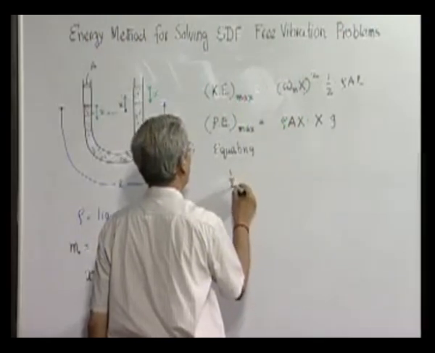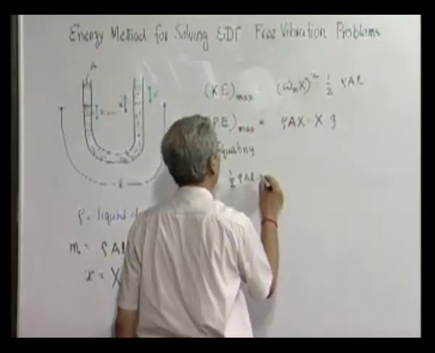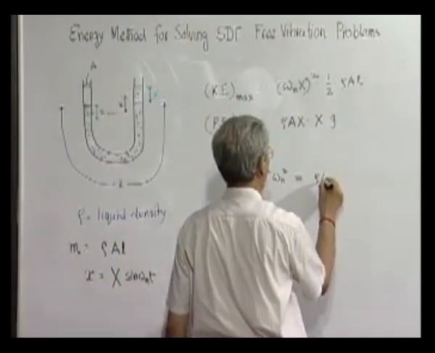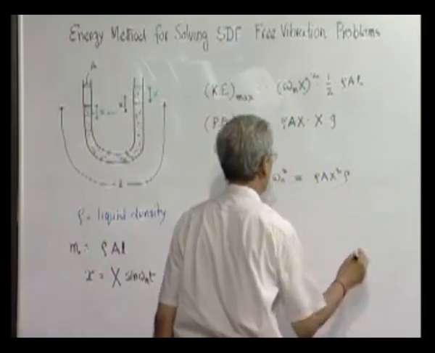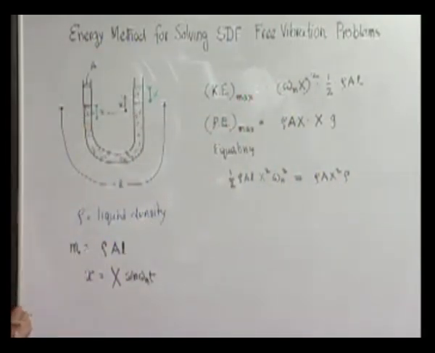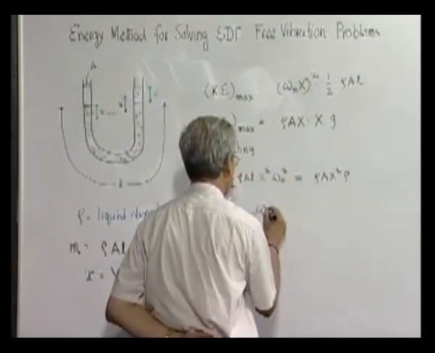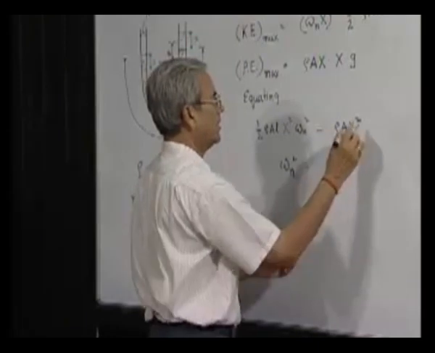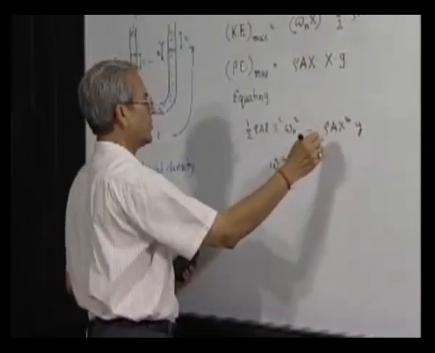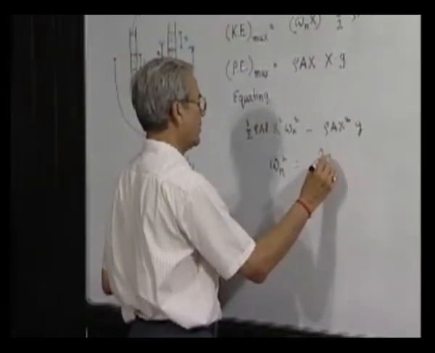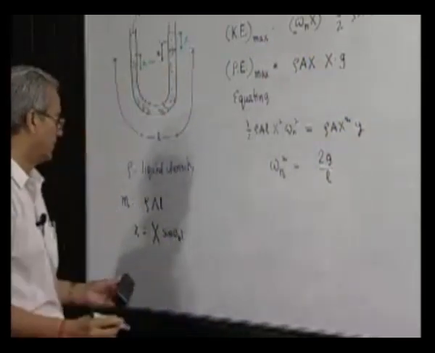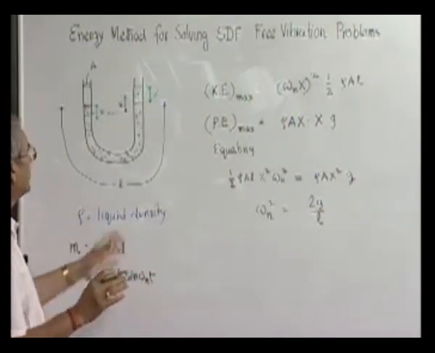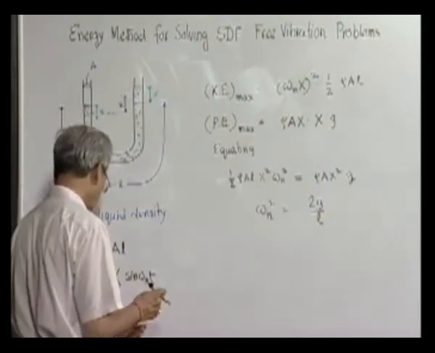we get half rho A L x square omega n square equal to rho A x square g. So, here we get an algebraic equation in omega n, which tells us omega n square is equal to, x square goes, A goes, rho goes, what remains? 2g over L. So, this is again so nicely done using this principle of energy, where we equate the maximum kinetic energy with the maximum potential energy.